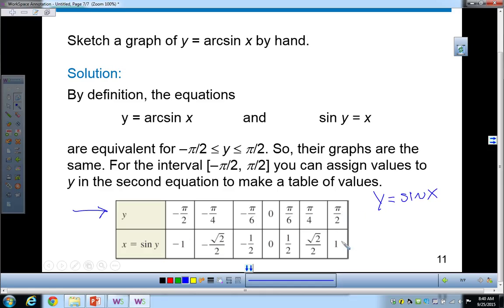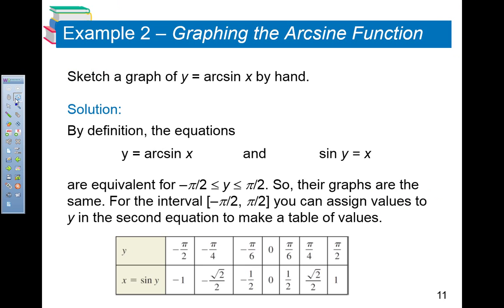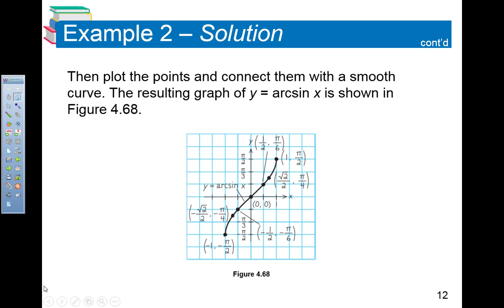Sine of pi over 2 is 1, but when I plug into the inverse function, inverse sine of x, if I plug in 1 into inverse sine of x, I'm going to get out pi over 2, okay? If I plug in √2 over 2 into inverse sine of x, I'm going to get out pi over 4. Yes? No? So when I graph this, what I get is this kind of funky looking graph, okay?